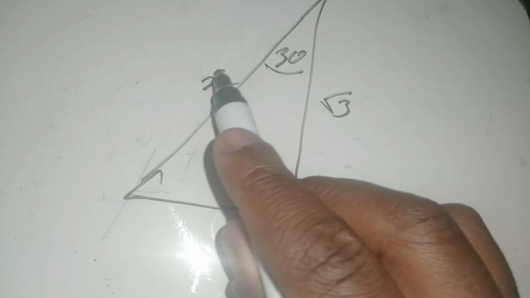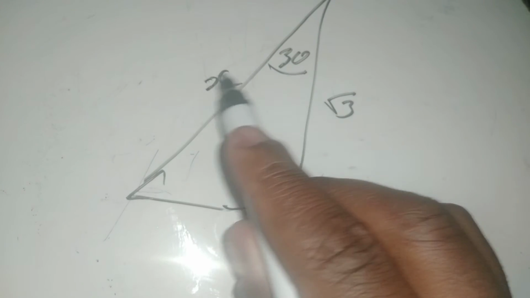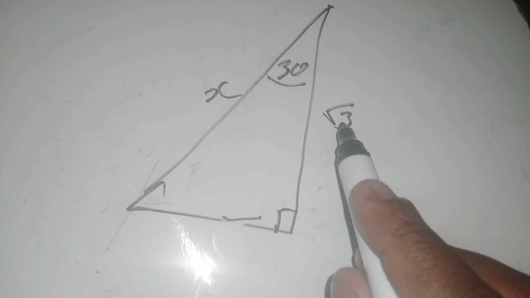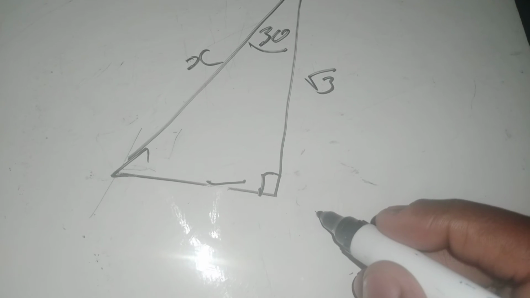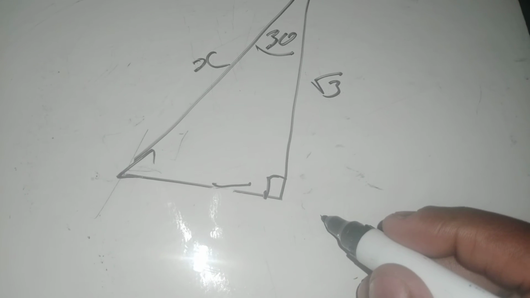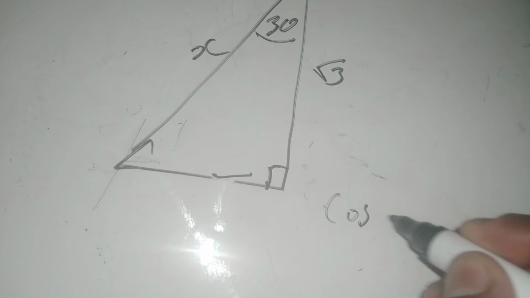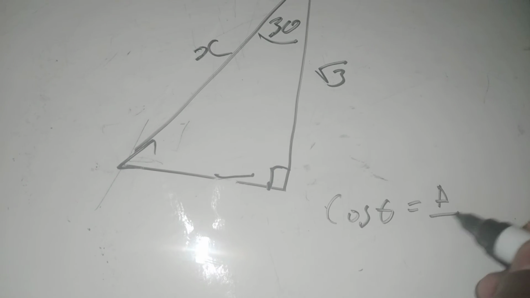Here is another example. So we need to find x. So what are we going to do? How is this related to 30? It's hypotenuse, of course. And then how is this one related to 30? It's adjacent. So which one has adjacent and hypotenuse? It's cos. So cos theta is equal to adjacent over hypotenuse.